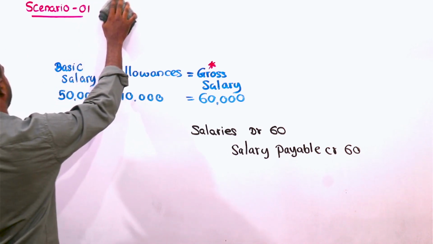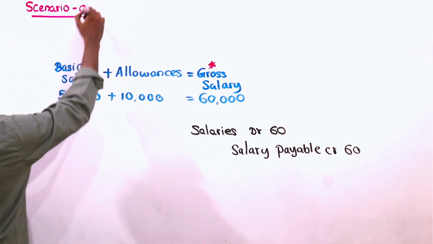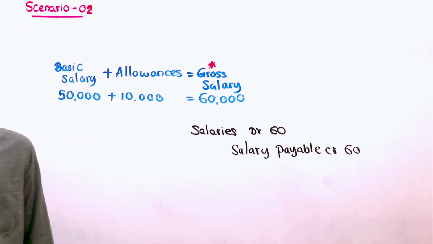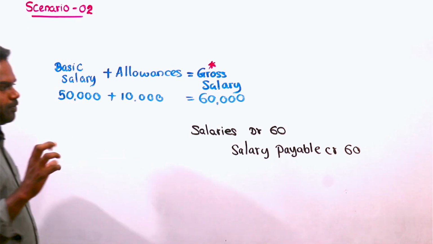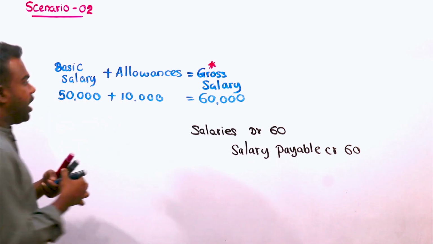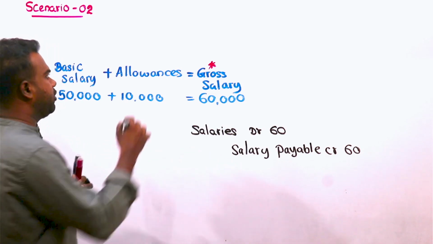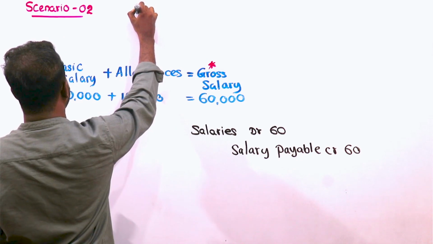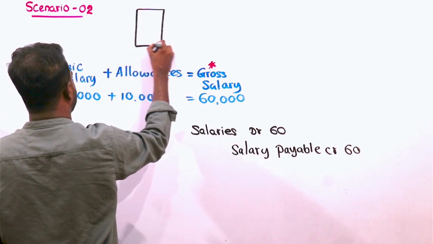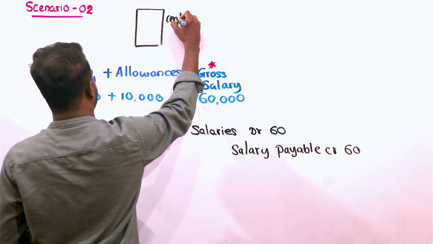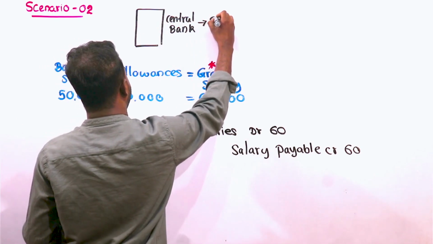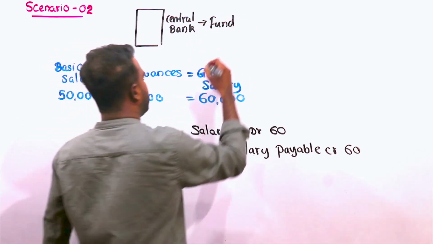Please write down scenario number two. Now, scenario number two. In government, there is a central bank. Have you heard of the central bank? In the central bank, there's a fund. That fund, normally we call the EPF fund.